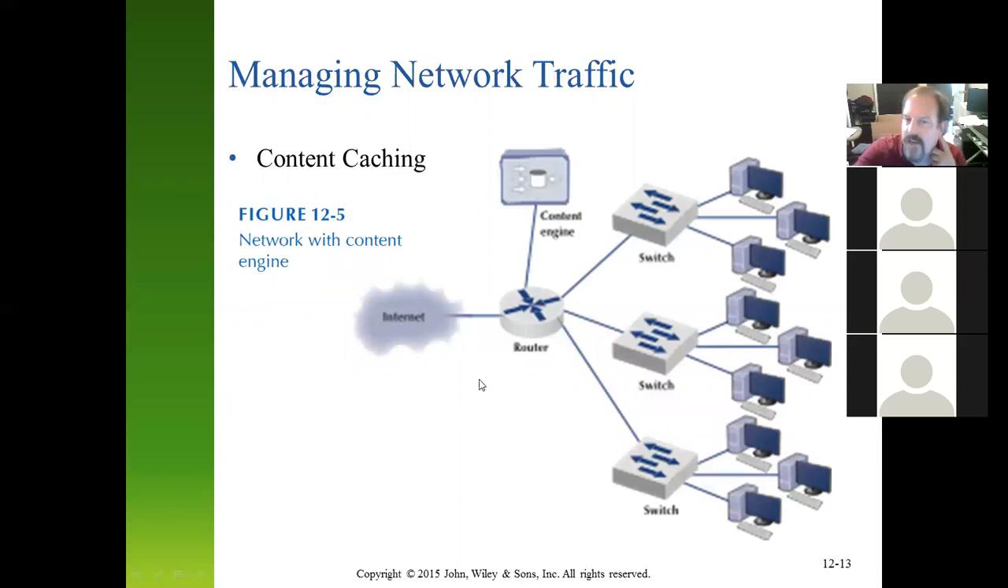Content caching. I've mentioned this before in terms of speeding up network traffic. Content caching happens in a couple different places. And when you're doing the Wireshark assignment or the Wireshark extra credit, that's one of the things you're discovering by using Wireshark: sometimes content is cached and sometimes it's not.